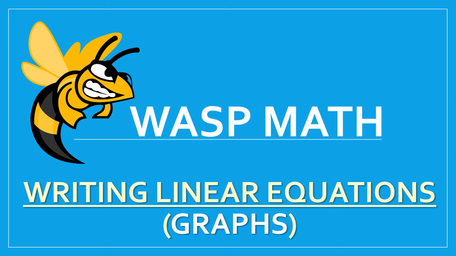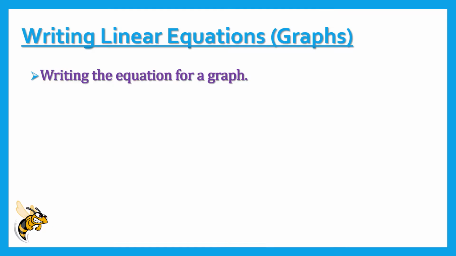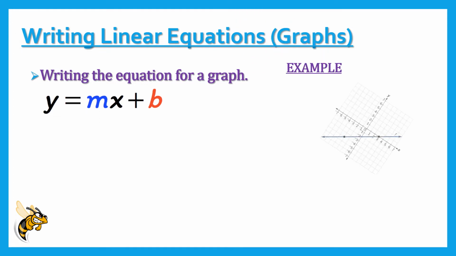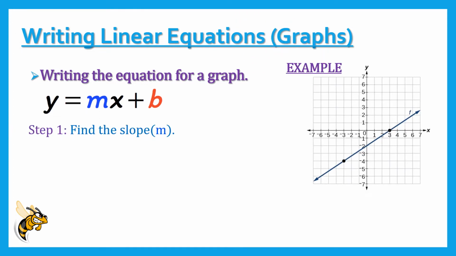This video will focus on writing linear equations from graphs. We're going to use the slope-intercept form where y is equal to mx plus b. Example. Step 1, find the slope. Don't forget that your slope will always be equal to the rise over the run.